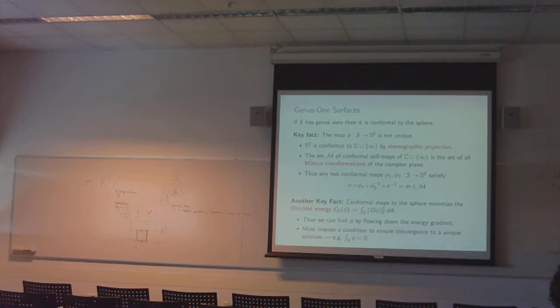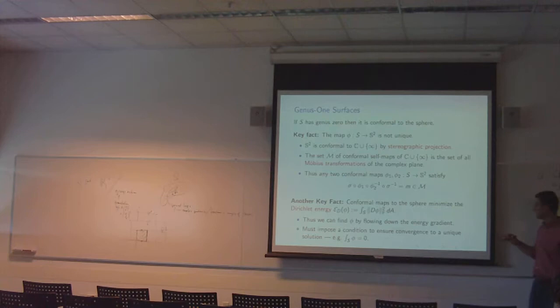Because you have a whole group of Möbius transformations on the sphere, all of which are conformal, you can have many conformal maps from S to S2. You take one of them and you just compose it with a Möbius transformation, and you have another one. That's the first fact, that the uniformization map is not unique. You have a whole non-compact group of them, in fact.